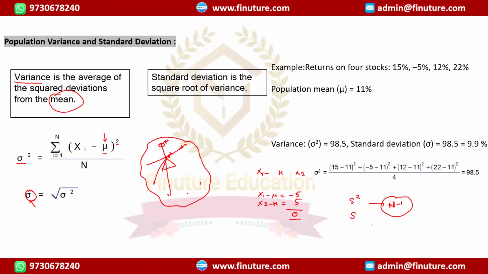Sure. So the example: return on four stocks is this. The population mean mu is this. They have asked us to calculate the variance. There is no need to go as per this; in your calculator you can do it directly. If you want, I can just tell you the steps, and you can get the 98.5 directly.